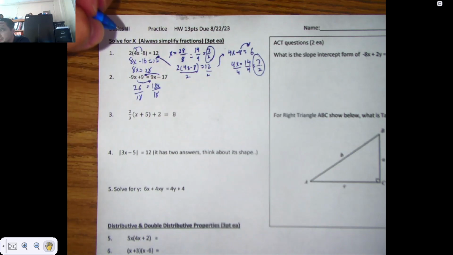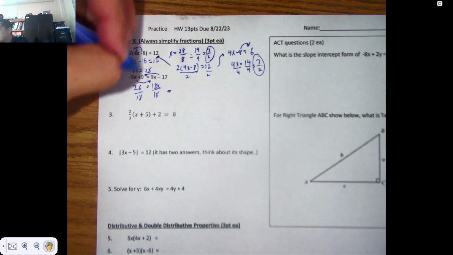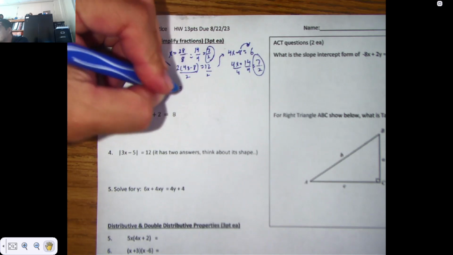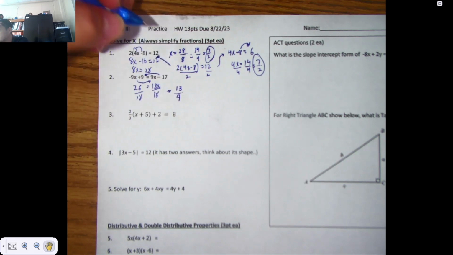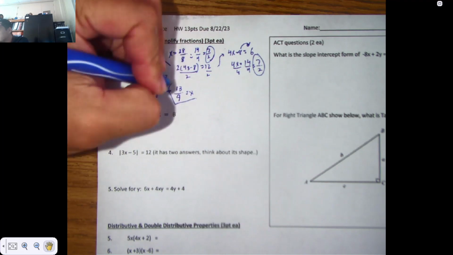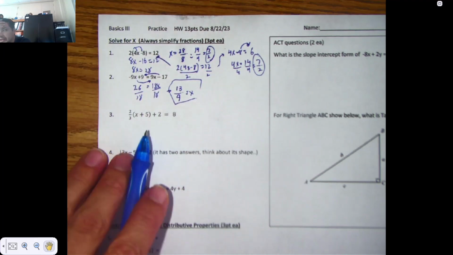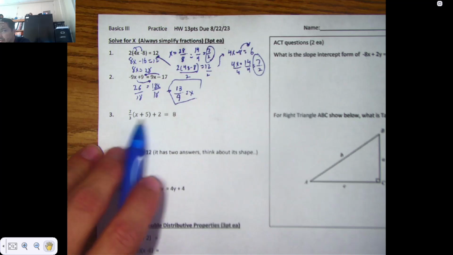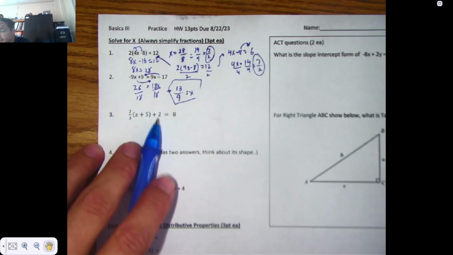We're not supposed to miss these. 26 and 18 are both even. That would reduce to 13 over what? 9? Seems legit. There you go. And you got this bad boy. A little bit harder than the last one. We do the easy stuff first.